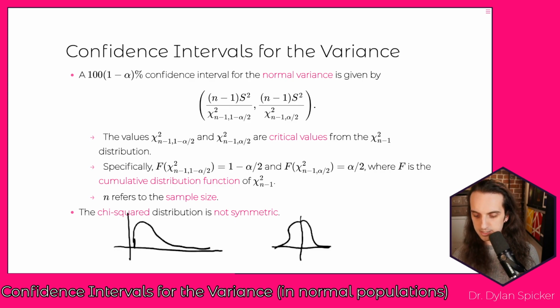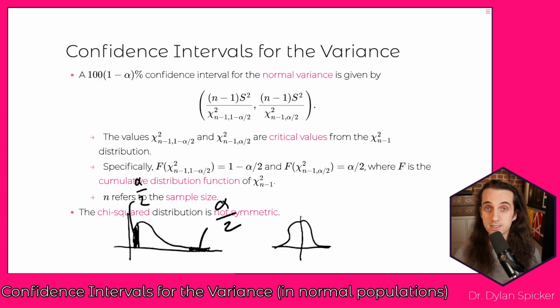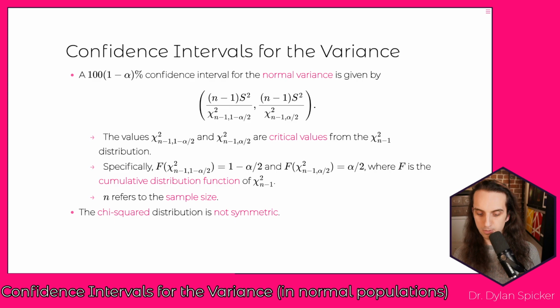And so really what we're saying is that if we wanted to put, say, alpha over 2 down in this smaller tail here, right? We take alpha over 2 here, and we take alpha over 2 up in the positive tail over here, right? These aren't symmetric values. They're not going to be equal to the negatives of one another. So they're fundamentally different values, and that's why we need to hold on to both of them in this interval here.